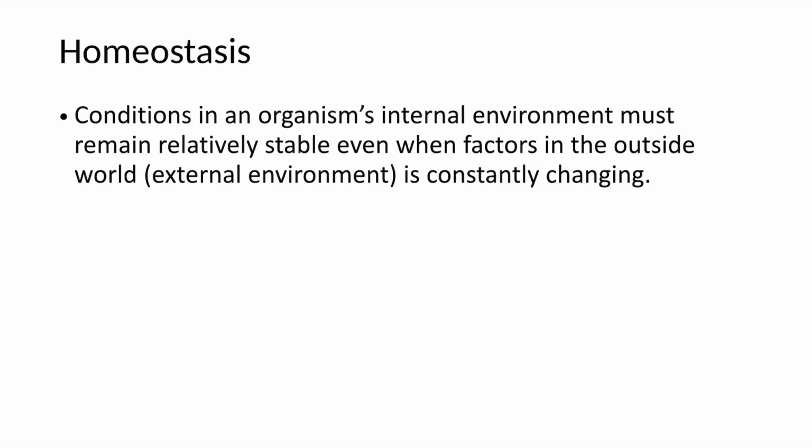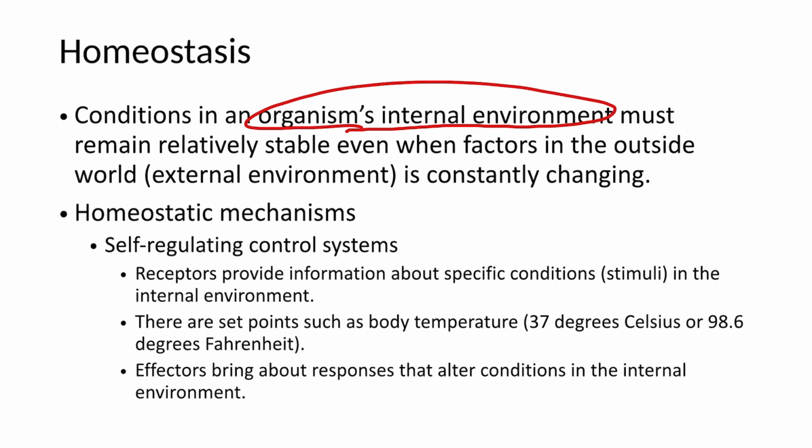And so we get into homeostasis. And again, homeostasis has to do with keeping the internal environment, so keeping the organism's internal environment relatively stable. So whatever is happening on the outside, it is important for the body to be able to keep its internal environment stable. Homeostatic mechanisms involve self-regulating control systems. And so when something happens, for instance, if the body temperature dips down or if the body temperature is too high, then there have to be self-regulating control systems that will take place.